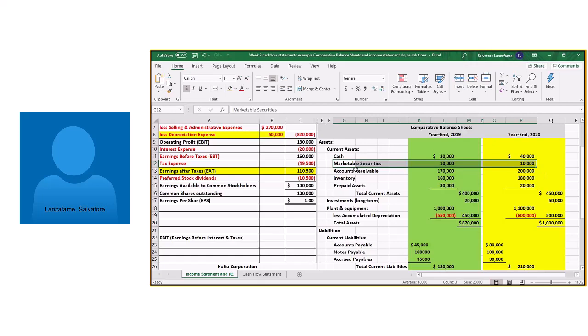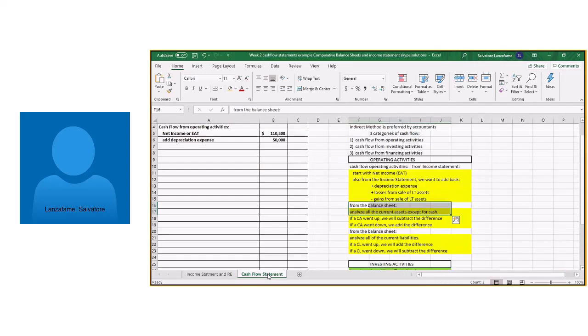But notice that your accounts receivable went up. Notice that your inventory went up. Notice that your prepaid assets went down. I highlight up and down because take a look at the instructions. From the balance sheet, analyze all the current assets except for cash. If a current asset went up, we will subtract the difference.